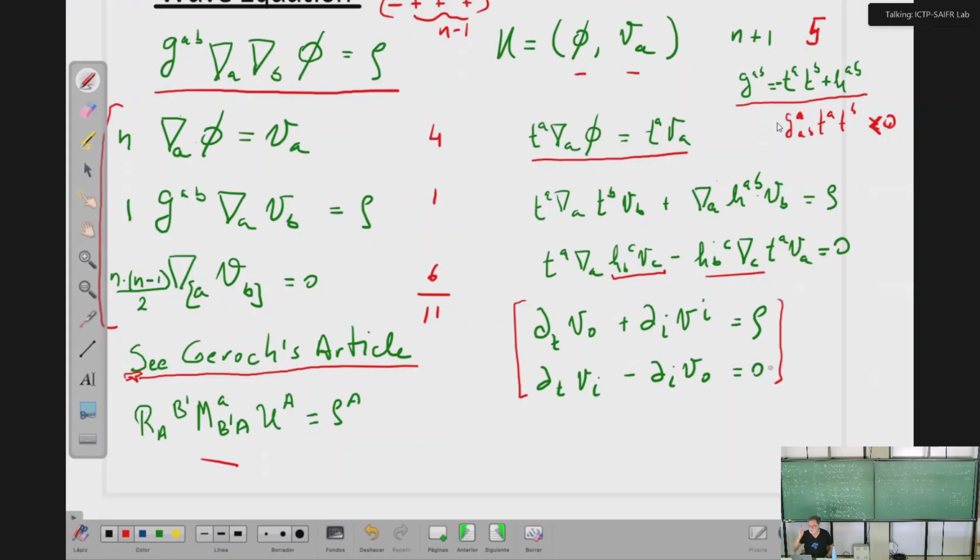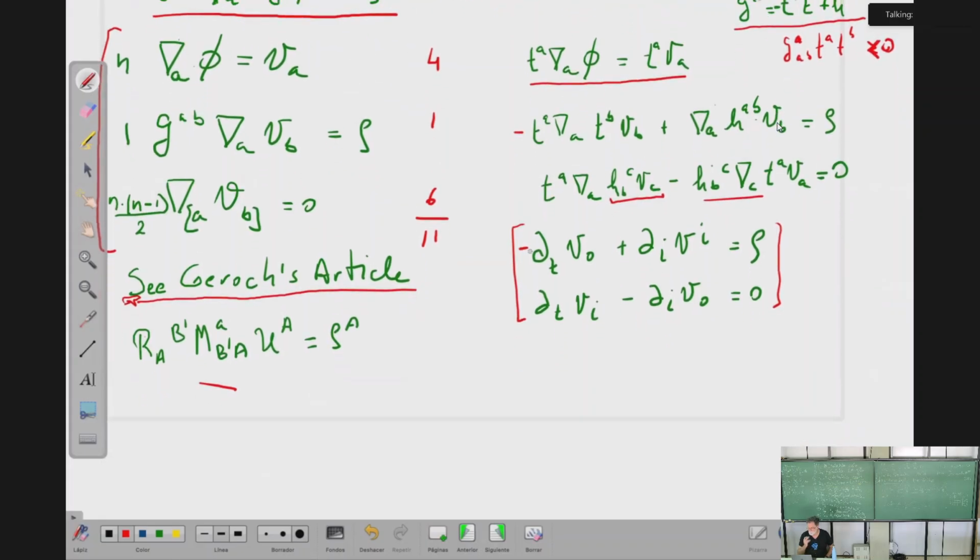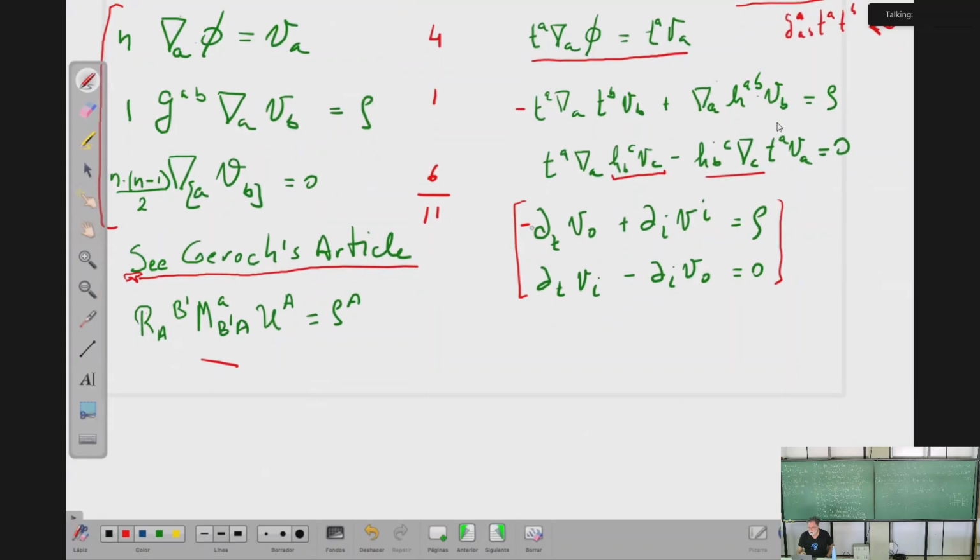And the claim is this is symmetric hyperbolic. I think I have a wrong sign here. Yes, I have a minus here. So I have a minus here, like this. And this system is symmetric. Well, we know because we can substitute this for a vector, any vector, so the 0 component, and this by the space component of a vector.